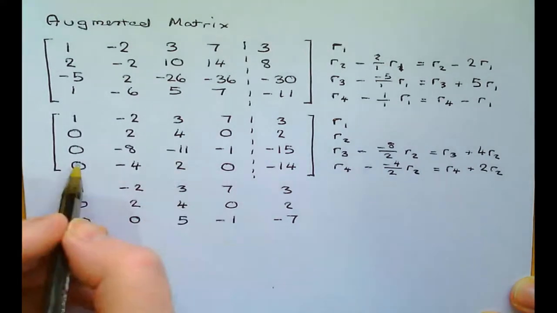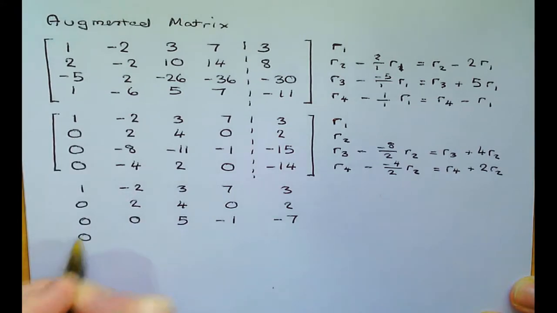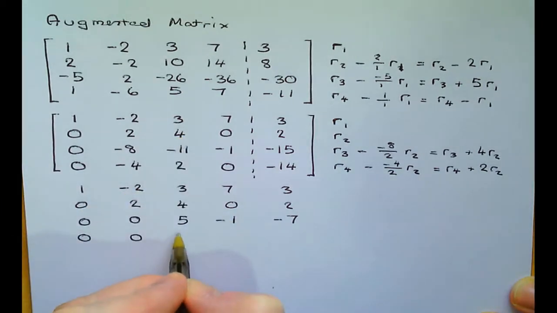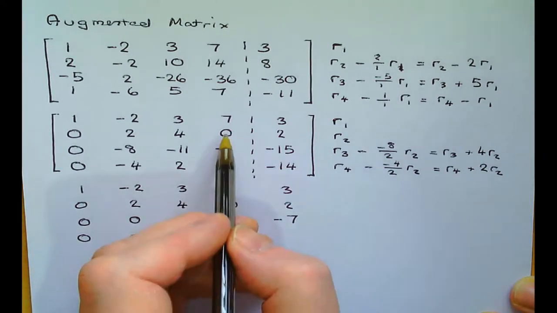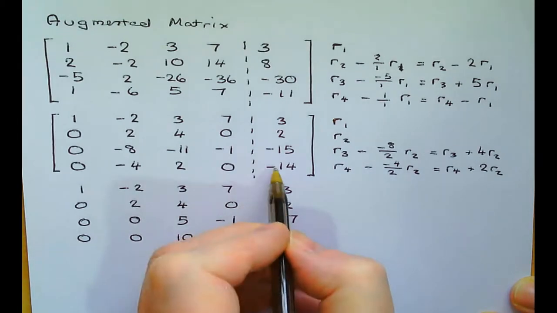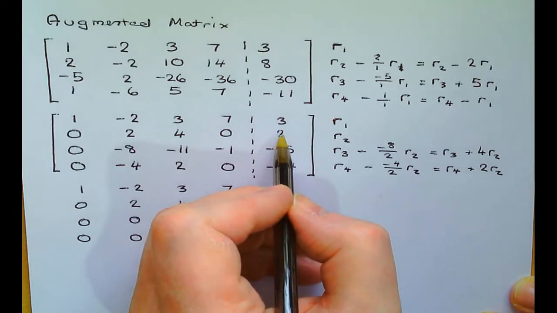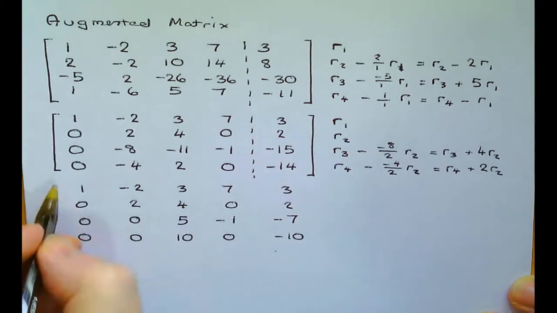And then, for row 4 plus 2 row 2. Minus 4 plus twice 2, 2 plus twice 4, 2 plus 8, that's 10. 0 plus twice 0, that stays as 0. And minus 14 plus twice 2, minus 14 plus 4, that gives us minus 10.